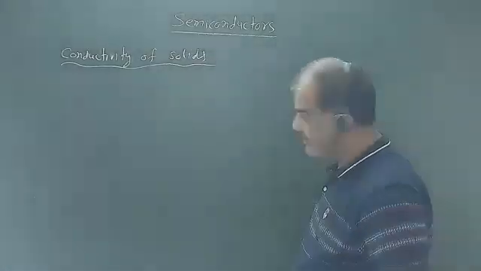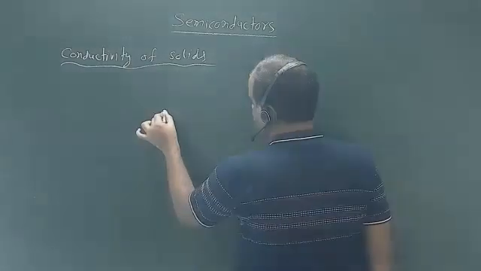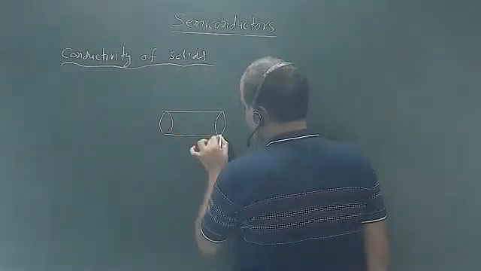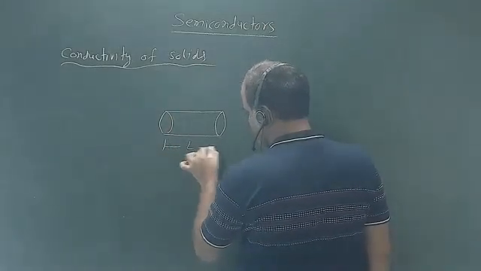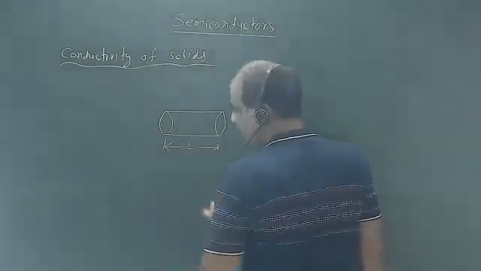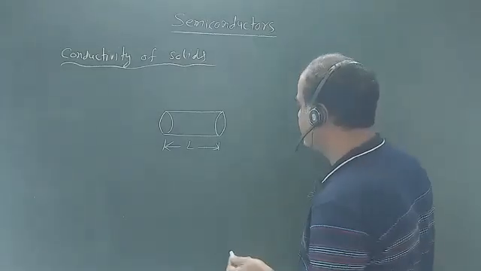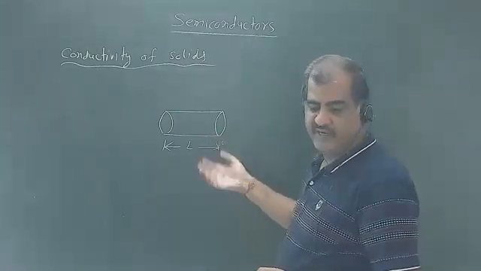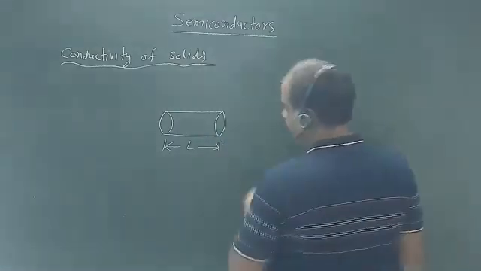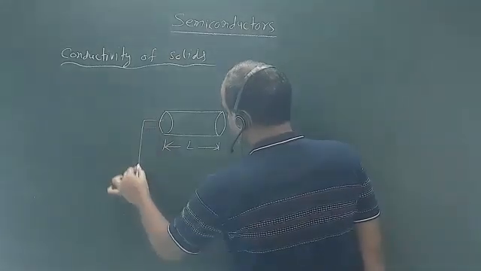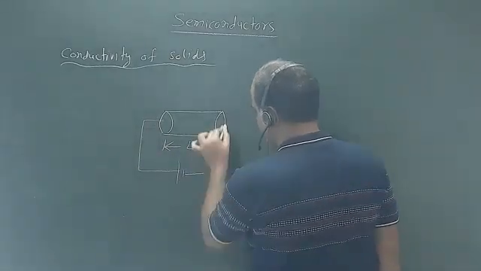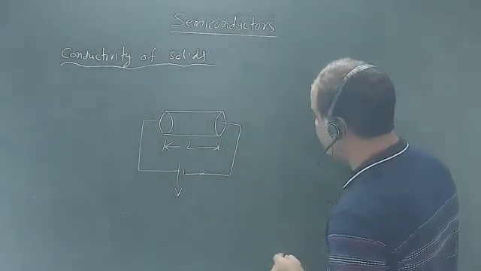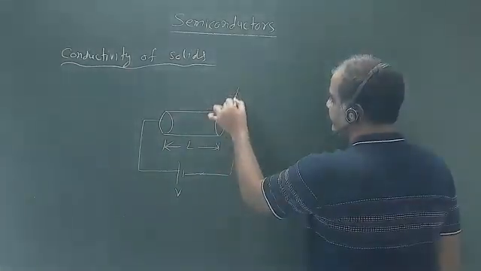Now say we have a solid cylinder, a solid block, and its length is L. I want to know how conductivity is defined, or what the factors are which define conductivity. Say this is L, and I'm applying a potential, a voltage, across this conductor or solid block. Say its cross-sectional area is A.